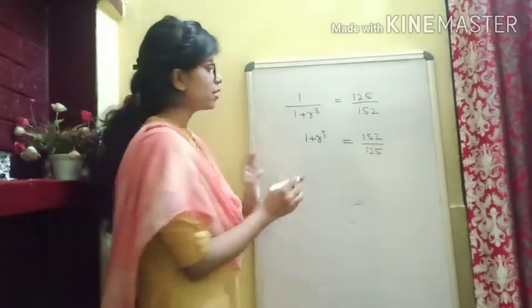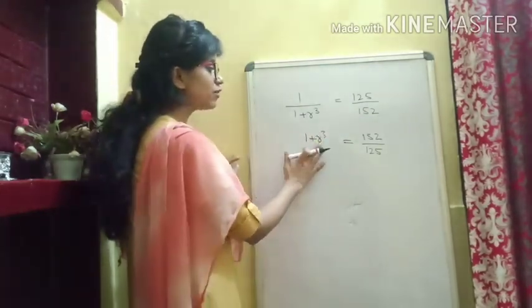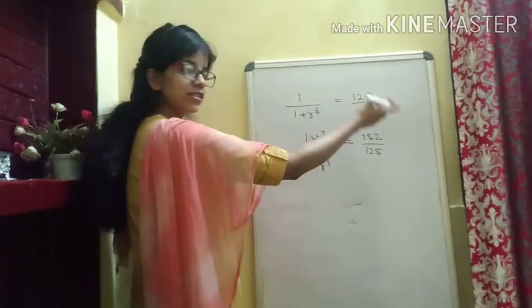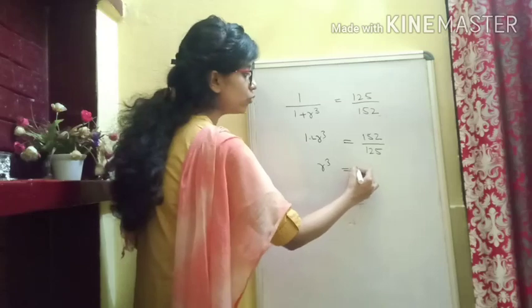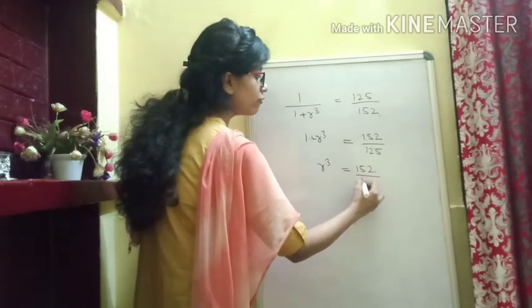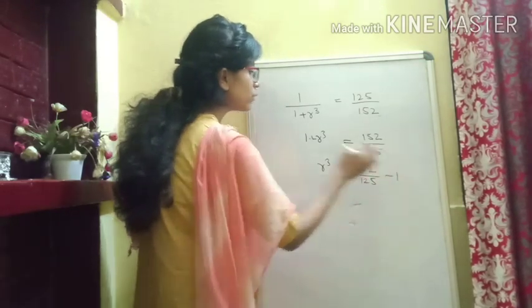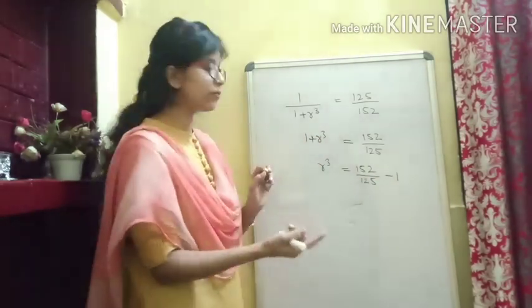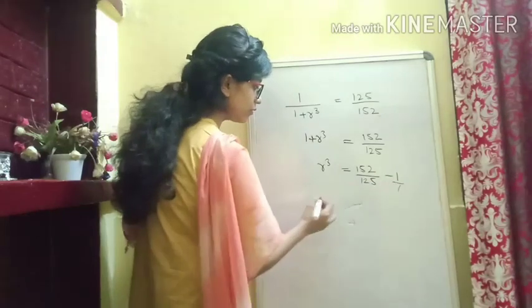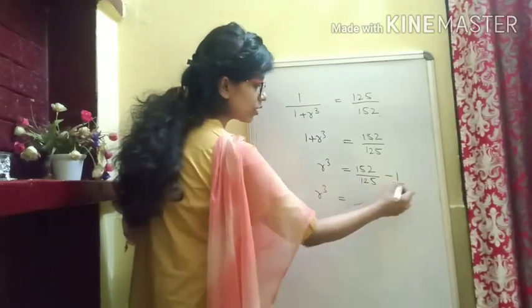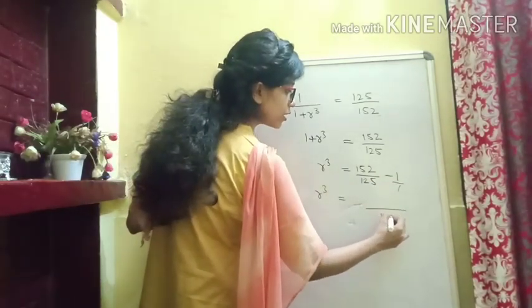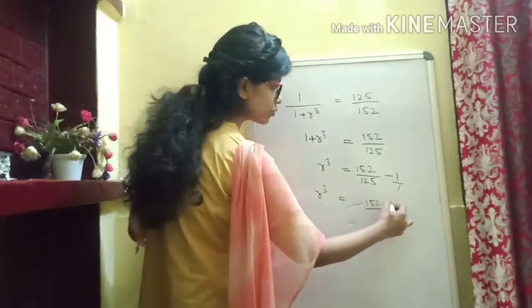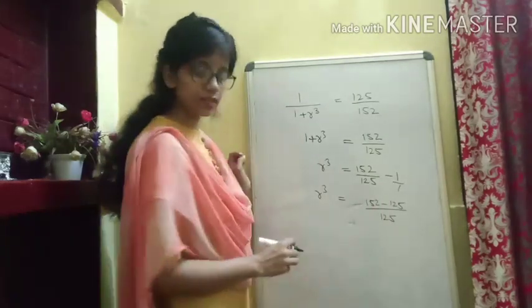Now why have I done this? Because we want r to the power 3, we will be writing r to the power 3 as it is. This plus 1, we can take it to the other side and it will give you 152 upon 125 minus 1, because it was here with a plus sign. It will go to that side, it will become minus. So upon 1 we can take the LCM here. What is your LCM? It is 125. So when you simplify, it is 152 minus 125, isn't it?